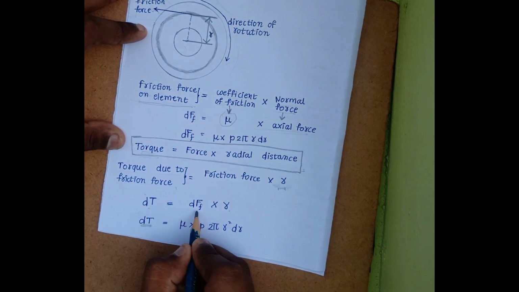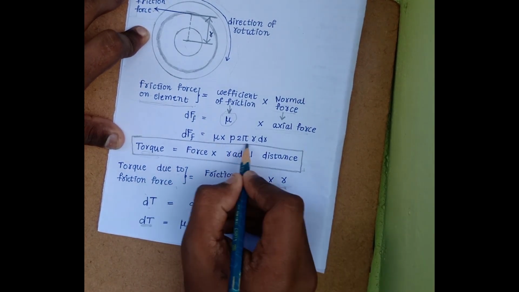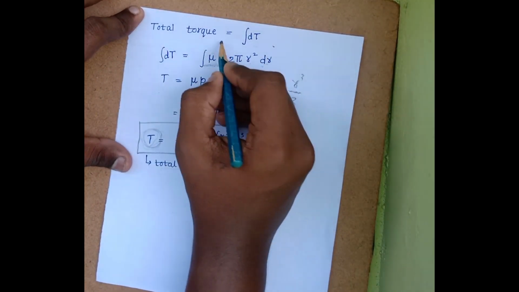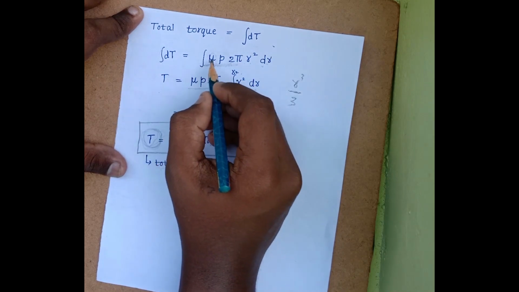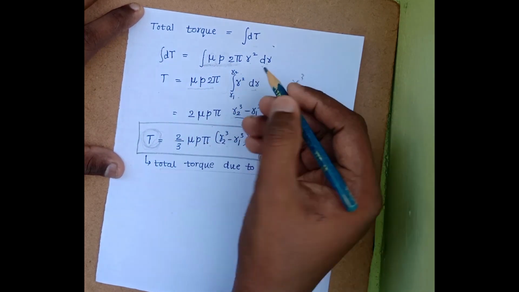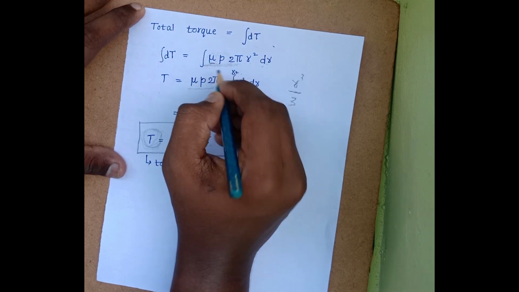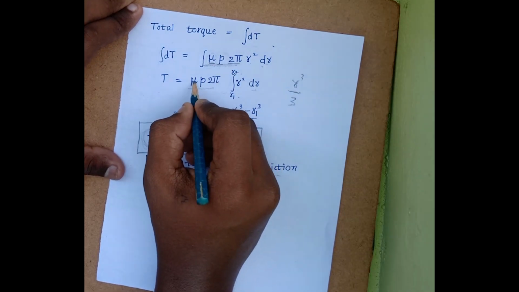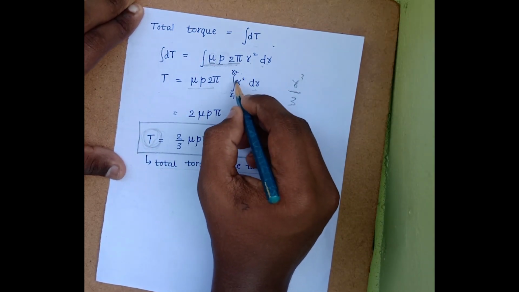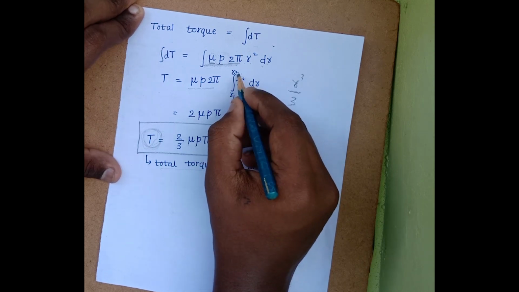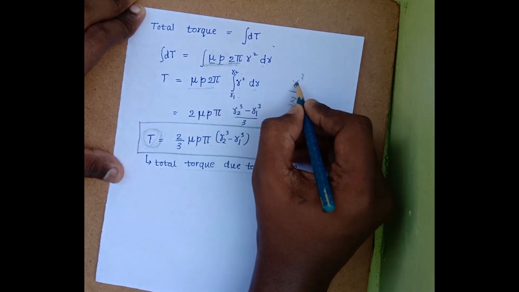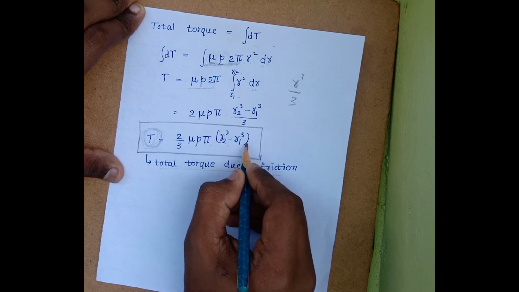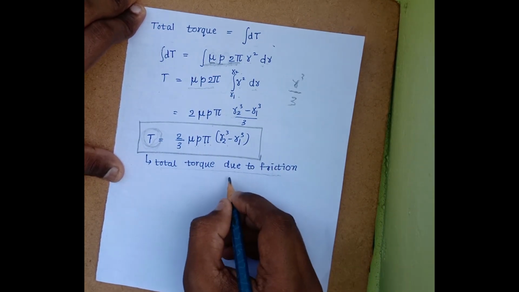So dT is equal to dFF times r. dFF is equal to this value, so dT is equal to mu P 2 pi r square dr. To get total torque, we integrate dT. Integral dT is equal to integral mu P 2 pi r square dr. Mu is constant over the entire friction clutch and P is constant and 2 pi is a numerical constant. So we can take this out: mu P 2 pi, and we are left with integral r square dr between limits r1 and r2. Integral r square is equal to r cube by 3. So torque is equal to 2 by 3 mu P pi (r2 cube minus r1 cube). This is the total torque that can be transmitted from the clutch.